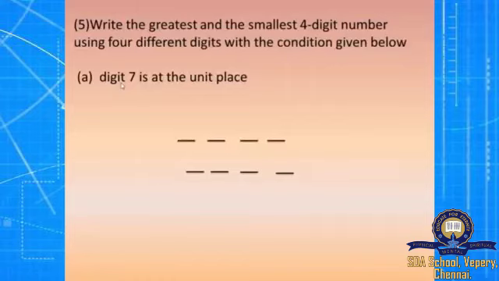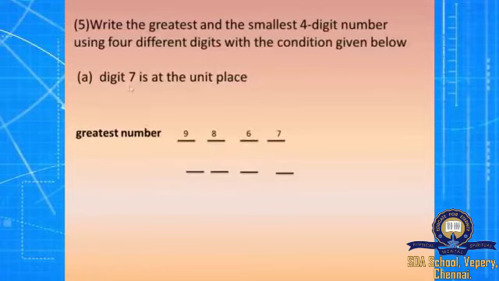Write the greatest and the smallest 4-digit number using 4 different digits with the condition given below. We have to write the greatest and the smallest 4-digit number, and each digit should be different. The condition given here is digit 7 must be at the unit place. The unit place is nothing but the ones place. So when we write the greatest and the smallest 4-digit number, 7 must be at the units place.